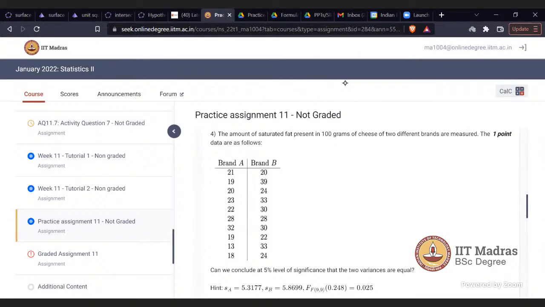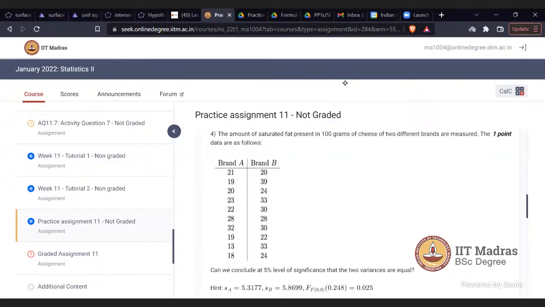Now look over here. It says the amount of saturated fat present in 100 grams of cheese is measured, and we have to check whether the two variances are equal. Again, you have two samples, and what we have to test is whether the variances are equal. Here F is already given, so obviously it is an F test.